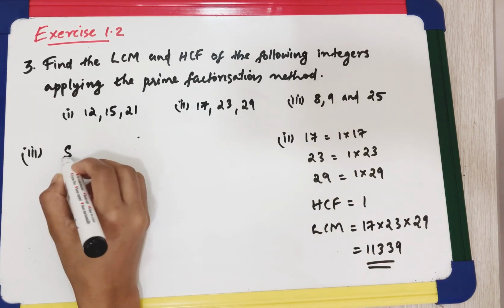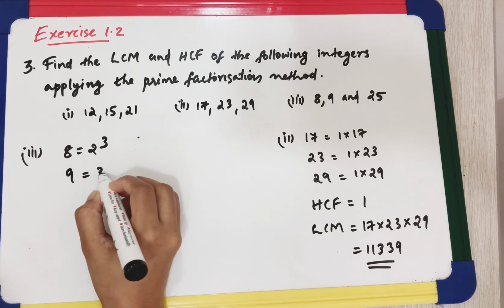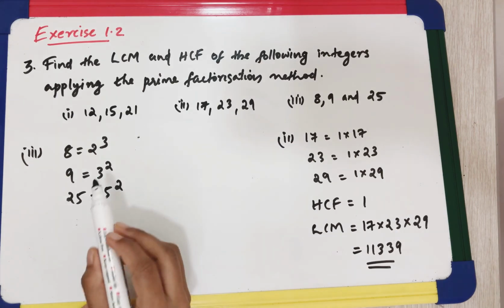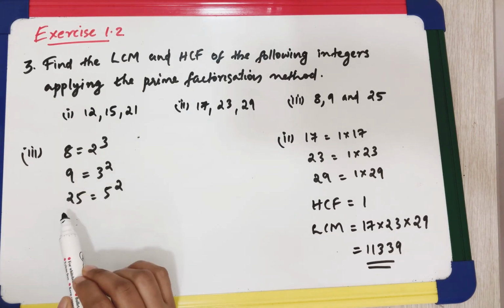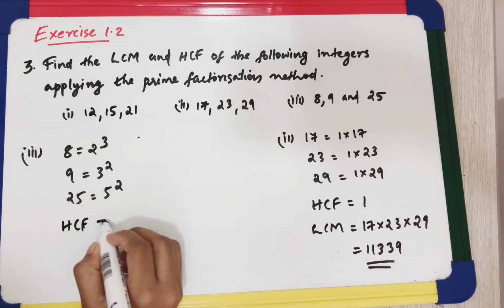Next question, 8, 9 and 25. The prime factorization of 8 is 2 cube and 9 is 3 square and 25 is 5 square. Here the common factor of 8, 9, 25 is only 1. Therefore, HCF is equal to 1.